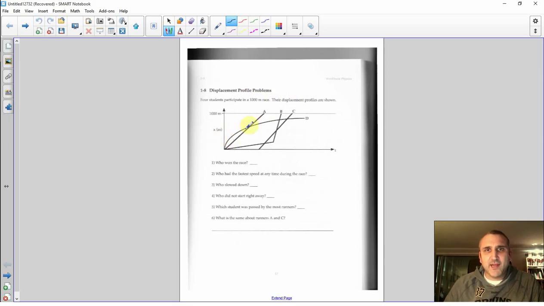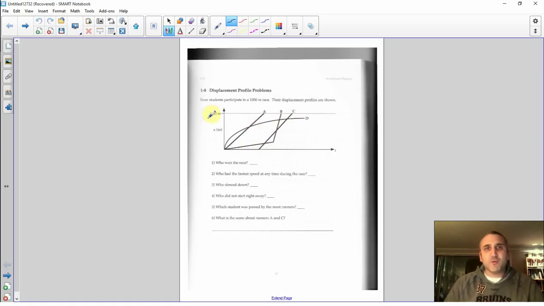So we've got A, which seems to go with a constant slope here. We've got D, which goes in sort of a parabolic situation. We've got B, which does one constant slope and then another constant slope. And then we got C, which is doing nothing, nothing, nothing, and then all of a sudden takes off and goes in a constant slope.